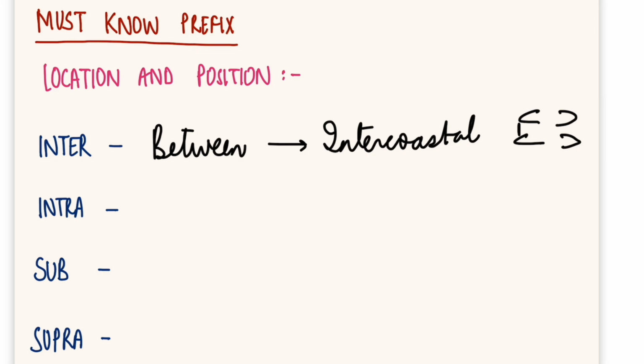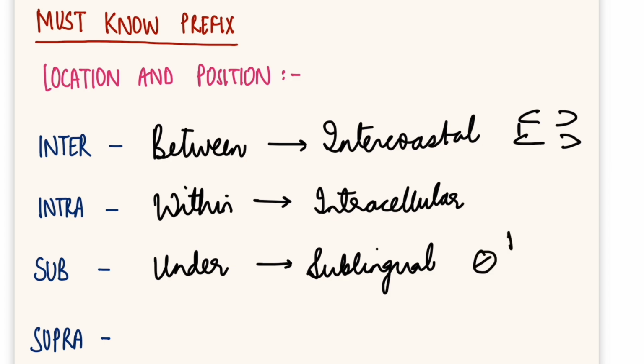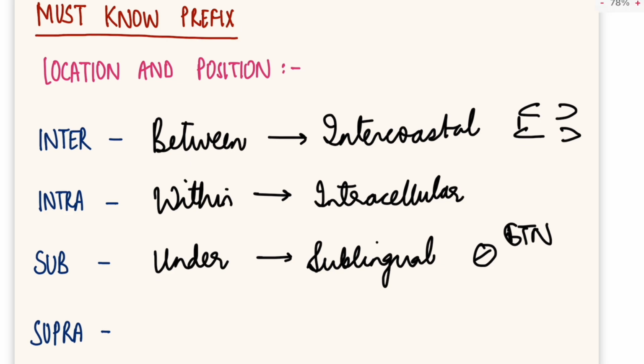Now coming to intra. Intra means within. For example, intracellular. That is within a cell. Intra-abdominal cavity. That is within the abdominal cavity. Now comes sub. Sub means under or below. For example, sublingual. Sublingual is below the tongue. So there are various tablets like nitroglycerin and all, which we have to keep under the tongue for quicker absorption. So sub means under.